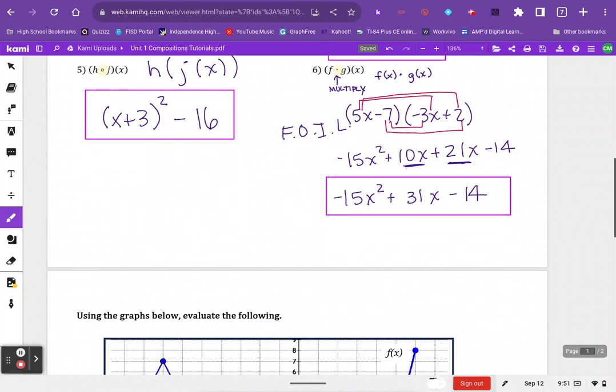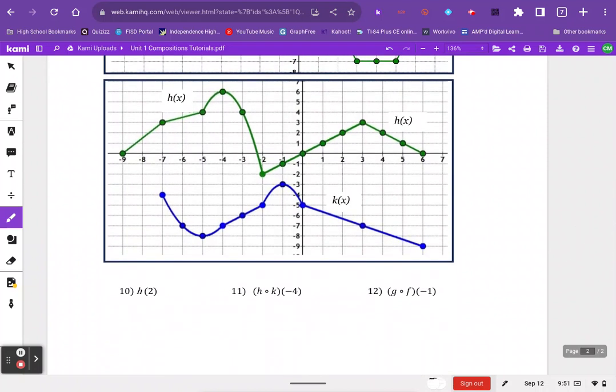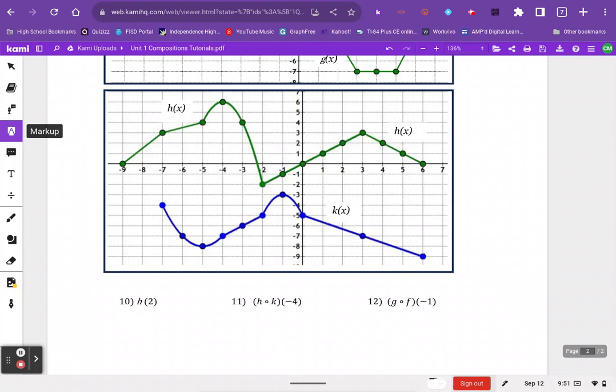Okay, so the next page has us looking at compositions graphically. So number 10 down here says, let's find h of 2. So I'm going to find where the h equation is graphed, and it's here. This one on top is h of x. It wants me to find out what is the y value when the x value is 2. So I'm going to locate 2 on the x-axis. Here's positive 2 on the x-axis. And then I'm going to go find the graph of h. And it is here. So this number 10 is asking me, what is the y value when x is 2? In this case, the y value is also 2. So my answer here is 2.